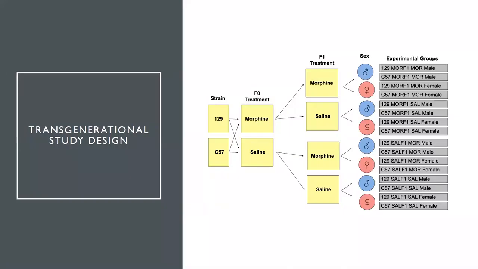So this is the design of the study. There's lots and lots of different factors in this study. First, we looked at 2 different strains of mice. Then we have the maternal exposure, so the mothers either received morphine or saline. And then we have the offspring exposure, so all the offspring either received morphine or saline. And then it's split up by sex. All of these factors lead us to have 16 experimental groups.